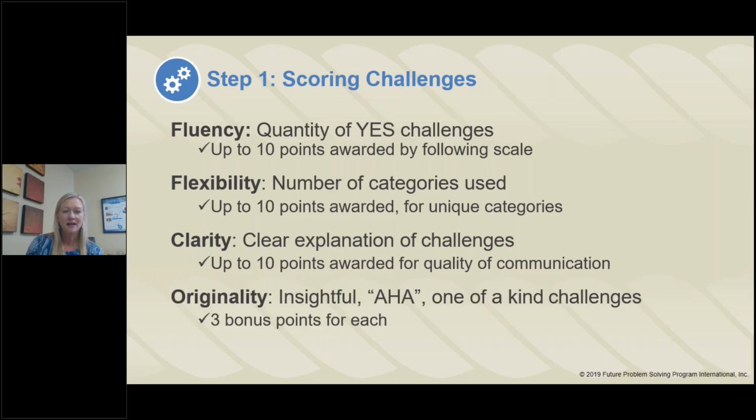The originality points, these are insightful, aha, one-of-a-kind challenges. They're awarded 3 bonus points. I will say it's very common to read 5 or 6 booklets and not see any originalities occurring. We will assess students' creativity overall, so please know that the originality is really the wow factor, a challenge that maybe you wouldn't expect from students at this level. They are awarded sparingly because they really are that wow factor for the students.